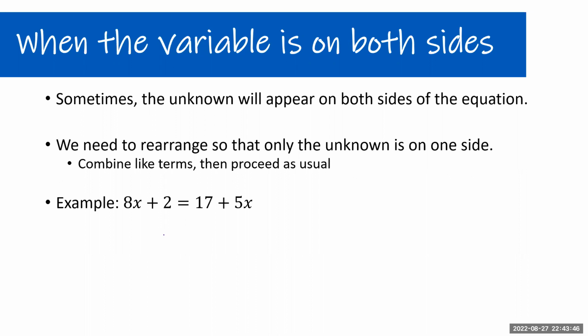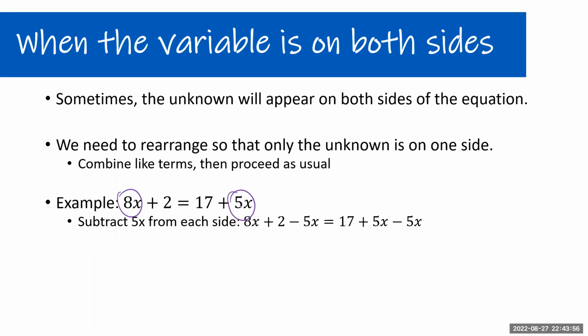So for example here, if we were going to walk through 8x plus 2 equals 17 plus 5x, notice that there's an x on both sides, okay? The first thing I do is subtract 5x from either side. If you subtract 5x from either side, you're going to end up with 8x plus 2 minus 5x and 17 plus 5x minus 5x. If we combine like terms, so that means the x's go together and the whole numbers on each side go together, we're going to end up with 3x plus 2 equals 17.